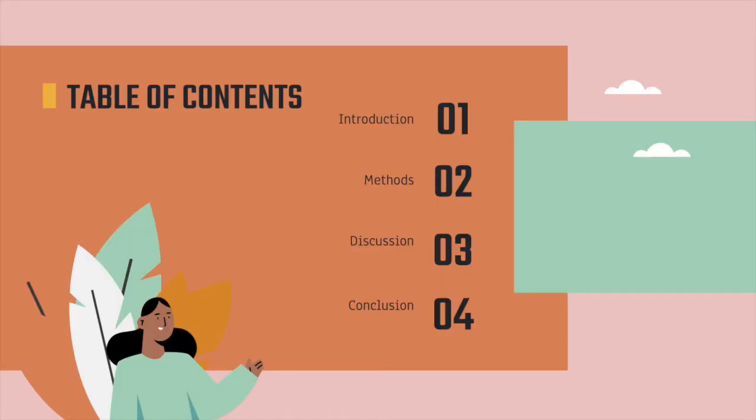The table of contents: first, introduction, we'll be explaining about otosclerosis. Second, methods, explaining about how to diagnose. Third, discussion, and the hearing aids will be explained here. And the fourth, conclusion.